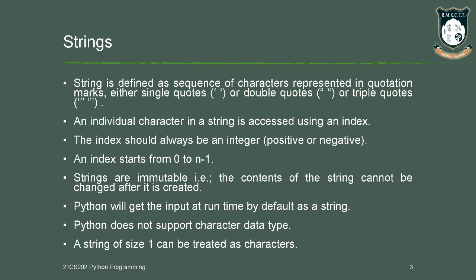Each and every character in that string is accessed by using the index. That is, a number will be provided to each and every character in the string. The numbers will be of integer data type, which can be either a positive integer or a negative integer, and the indexing will start from 0 to n minus 1. For example, if you have 5 characters, then the indexing will be from 0 to 5 minus 1, that is 0 to 4 values.